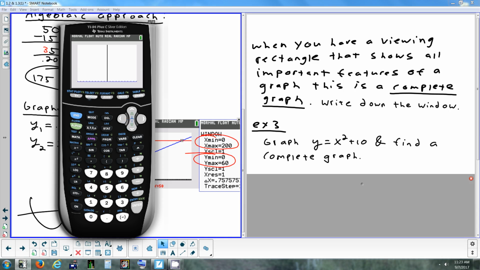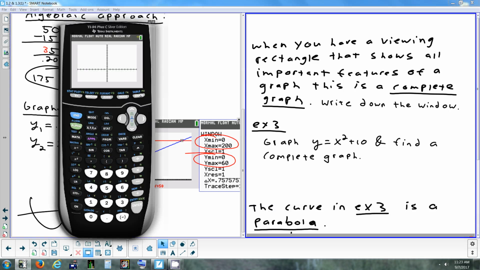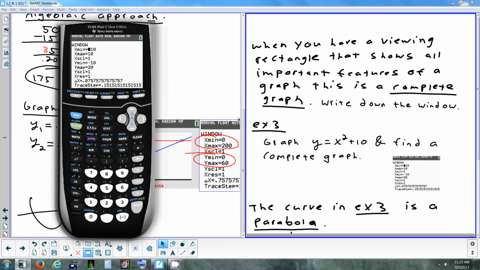Okay, so let's put this back on 20 or 15, whatever you had. And that's a good complete graph. Okay, so write down your x min, x max, y min, y max. I'm just going to copy that. Put that right there. Okay, so any questions on getting a complete graph for that one?